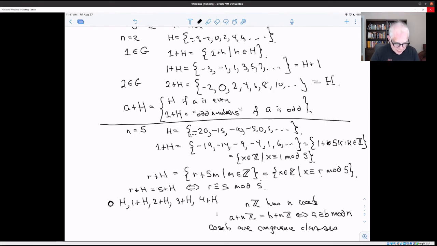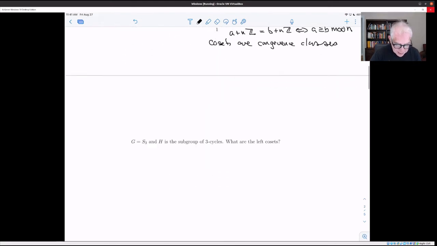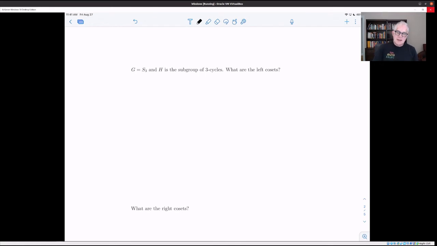Okay, let's look at another example. Let's take the group, our favorite non-abelian group, a simple one, S3. And let H be the collection of 3-cycles. So H consists of the identity element, the 3-cycle (1 3 2), and the 3-cycle (1 2 3). What are the left cosets of H? Well, the left cosets are of the form gH, where g is in G.